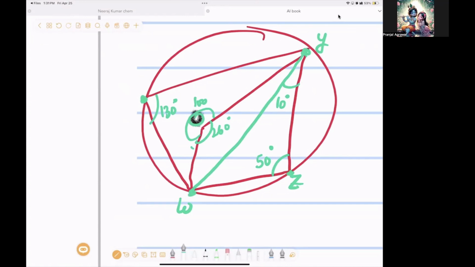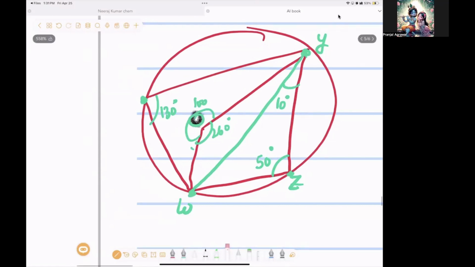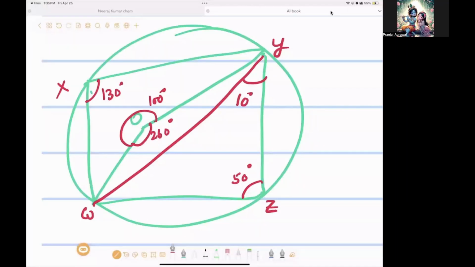Now what we have to find? YWZ. ZYW is 10, 50. So I think I did some mistake. So you see, I have written it wrong. YOW is 100 given. That means this one is 100 given. So I made this wrong. That's how everything becomes a mistake.